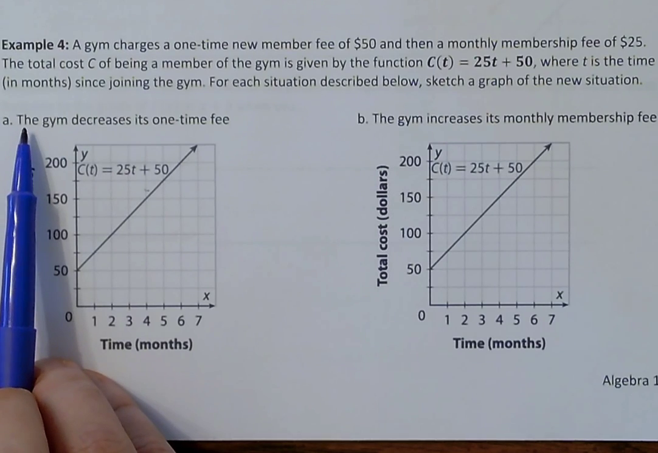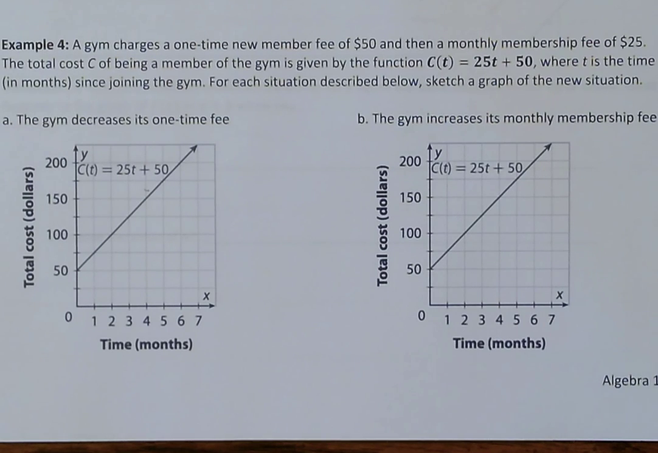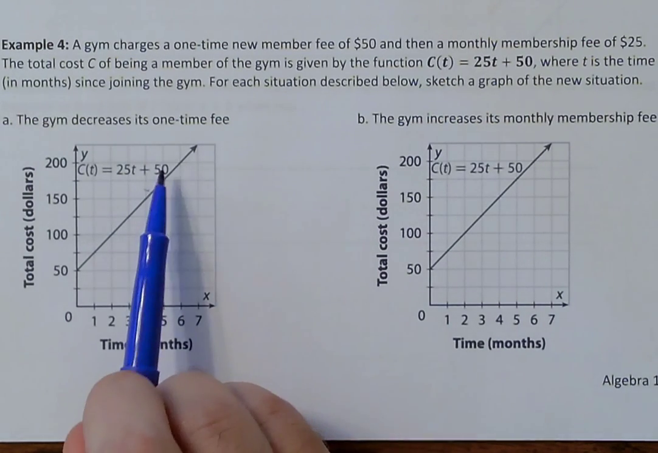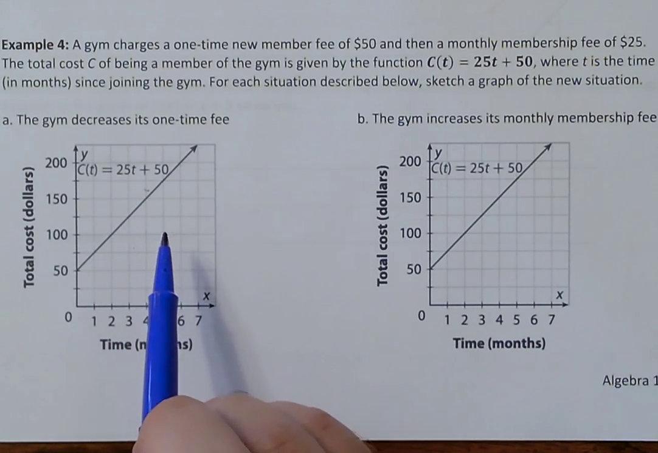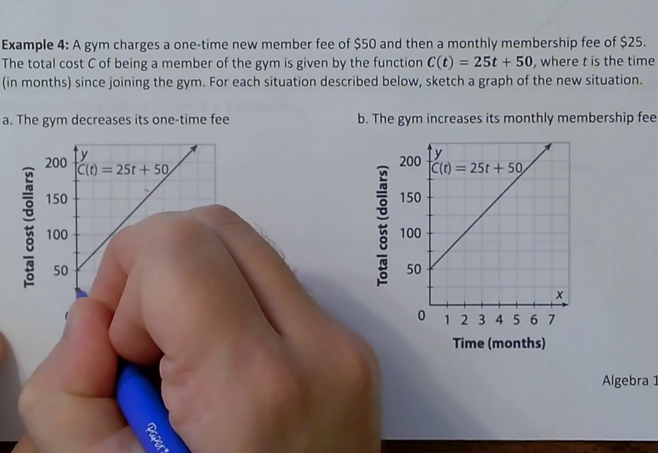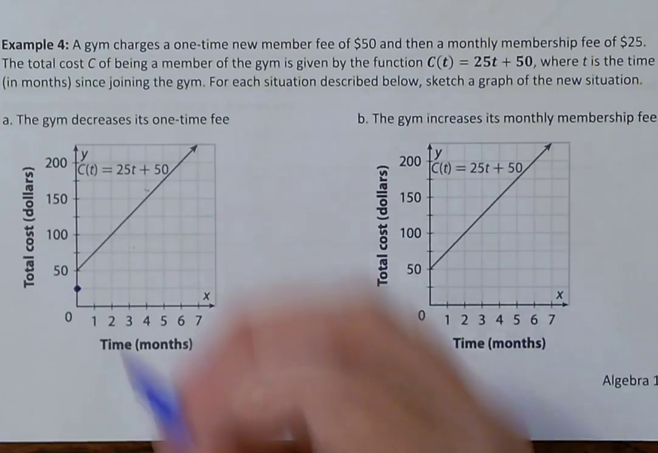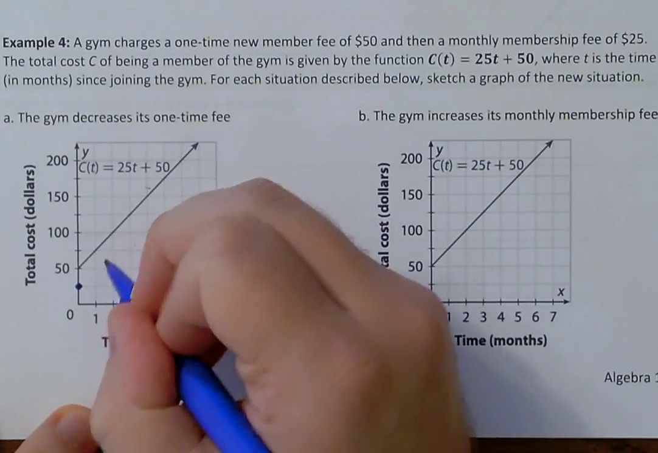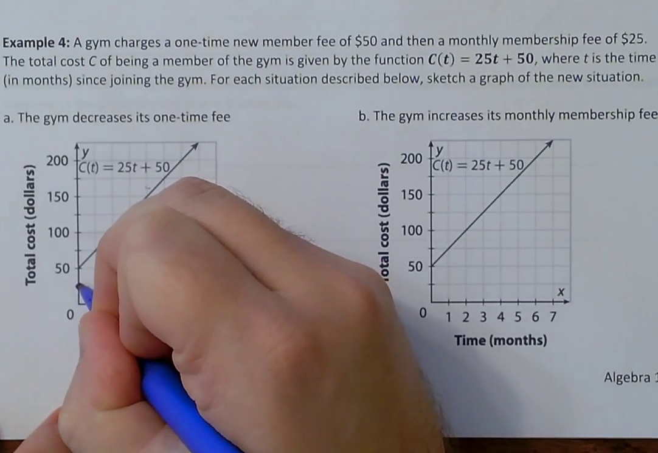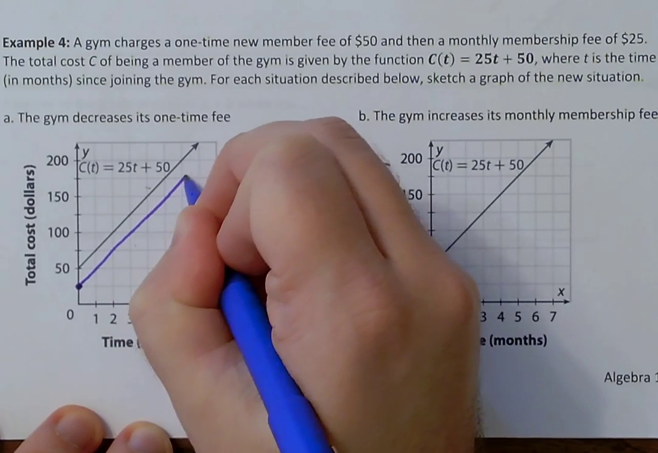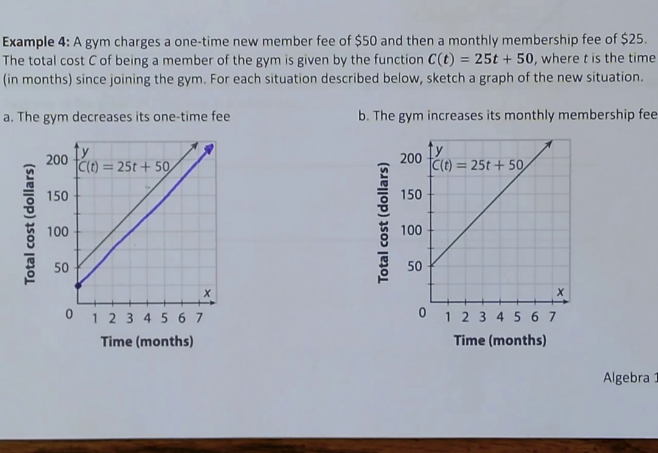Now for part A, it states the gym decreases its one-time fee. If it decreases its one-time fee, that means instead of $50, it would be something like $25. So instead of initially paying $50, that would be like paying $25. So how does this change the graph? Well, it crosses the y-axis at a different point, but my slope is going to be the same. So that means my graph will look something like that.